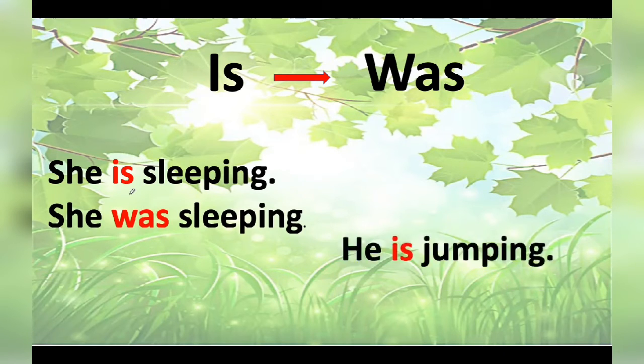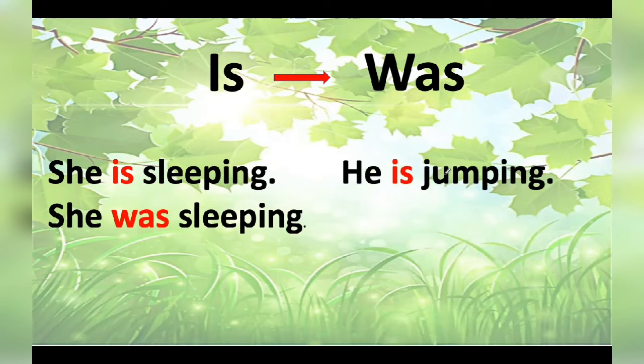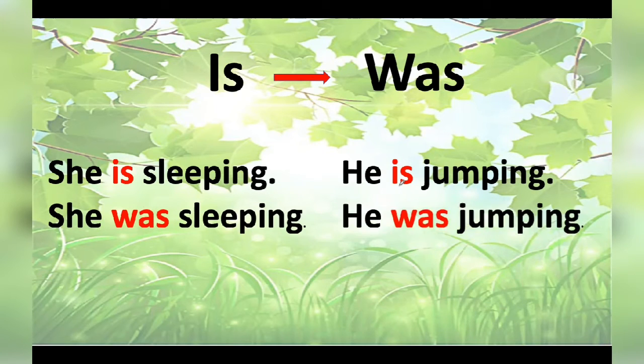Okay. And second we have: he is jumping. Now again we have "is" here. Is will be changed into was. So what will be here? He was jumping. He is jumping. He was jumping. Got it? Now let's just move on to the next slide.